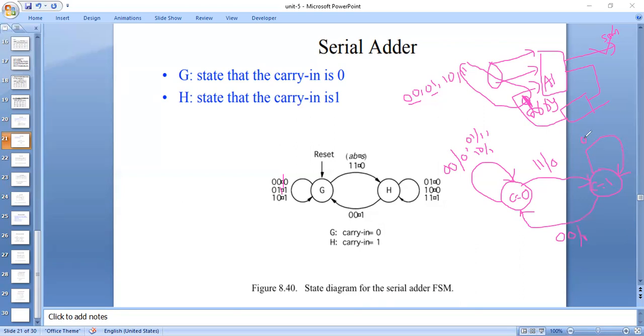And for the corresponding input 0 1, what will be the sum here? 0. In a similar way, for 1 0 input, what are we getting? Sum will be 0 and carry is 1, so it will be in this state only. And for 1 1 input, we have sum 1 and carry 1.